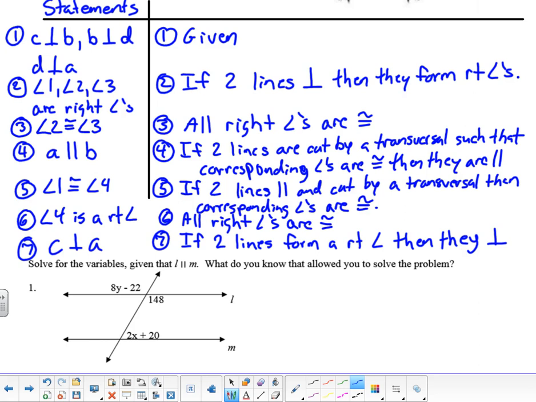We just flip that around like we did up here in reason 2. If two lines are perpendicular, then they form right angles. We just flip the part after the then and the part after the if. That's called the hypothesis and conclusion.